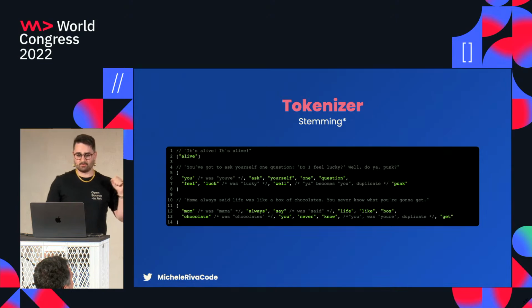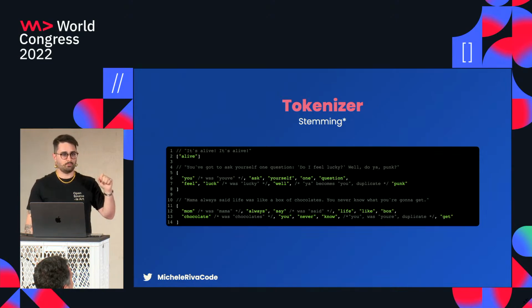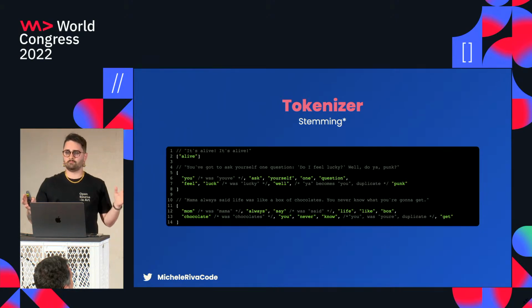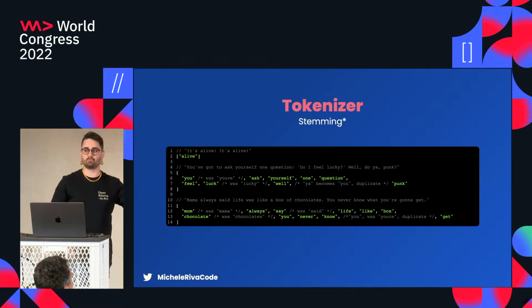For example, in the last quote, we had mama. We convert it to mom. And we cannot decide to keep both, of course. But if I'm looking for all the movie quotes containing the word mom, spelled correctly, I want to find this one. So I will stem it so that mama becomes mom. And I can search for mom and still have a quote from Forrest Gump.